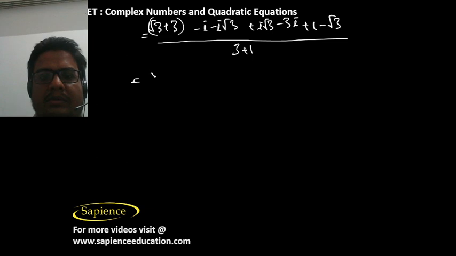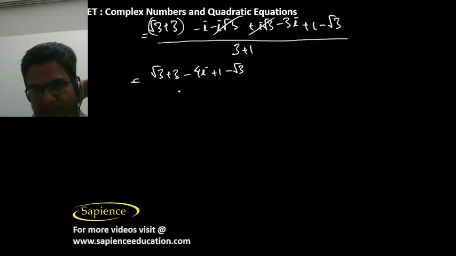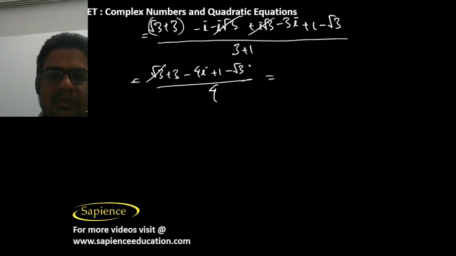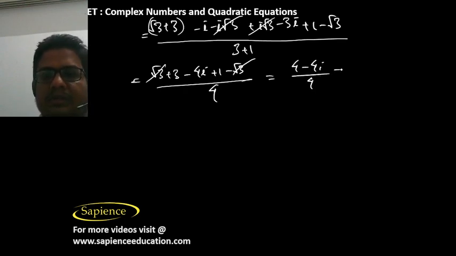So this will be root 3 plus 3 minus 4i. Plus i root 3 minus i root 3 will cancel. Then plus 1 minus root 3, divided by 3 plus 1, that is 4. So root 3 and minus root 3 will cancel. This is 3 plus 1, that is 4. So 4 minus 4i by 4, that is 1 minus i.